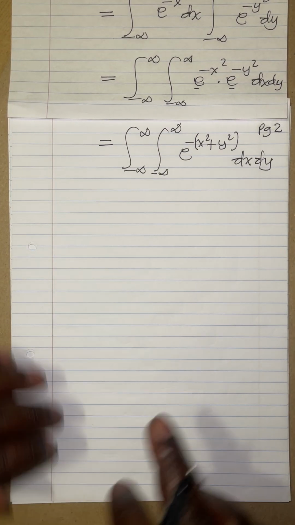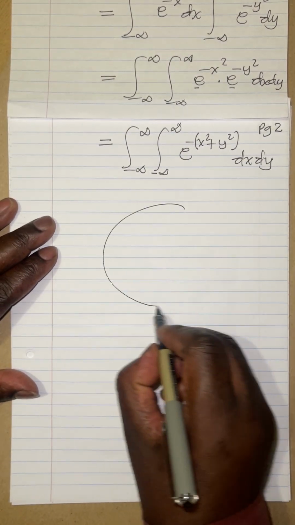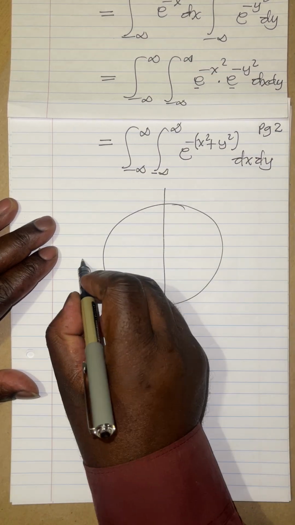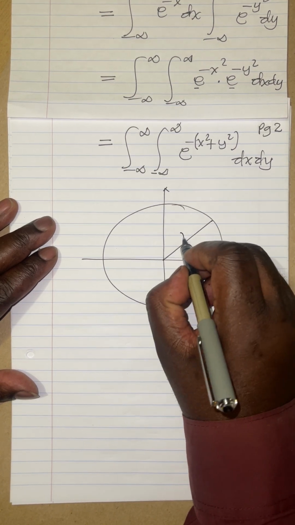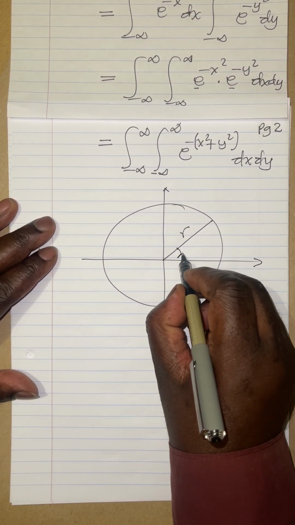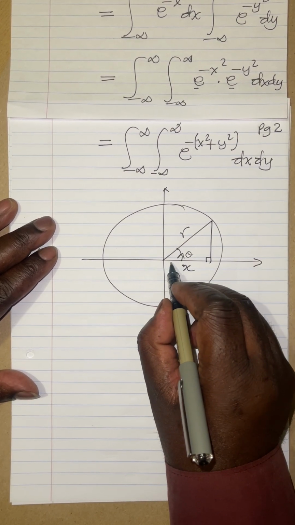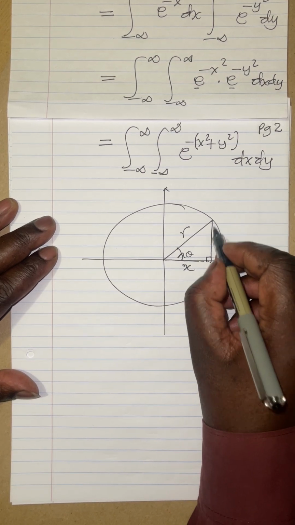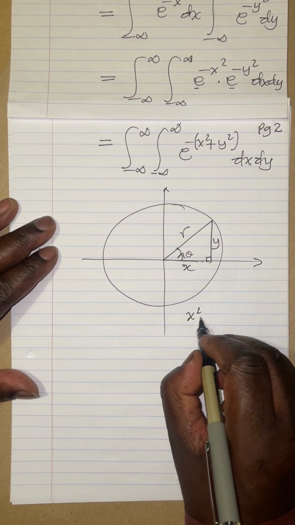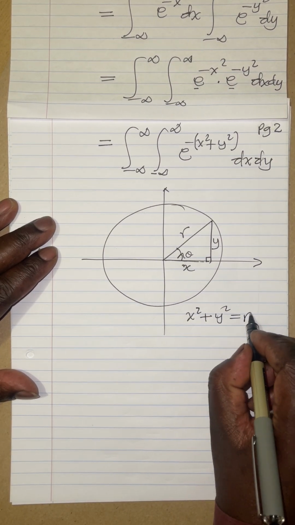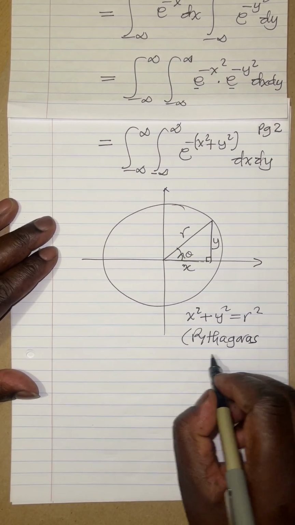Now, looking at this part here, x squared plus y squared, it should take us to the Cartesian plane. We are focusing on a circle of radius r through an angle of theta. If we form this right-angle triangle straight away, this distance here is going to be x, from there up to there, and then from up there up to there, let's call it y. From here, it is very clear that x squared plus y squared equals r squared by Pythagoras' theorem. So that's Pythagoras' theorem.